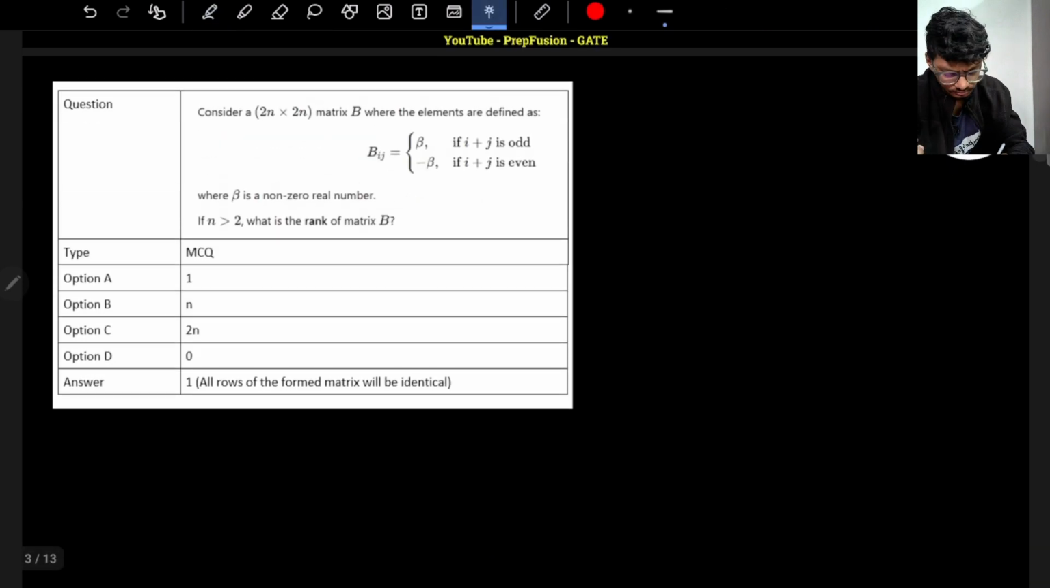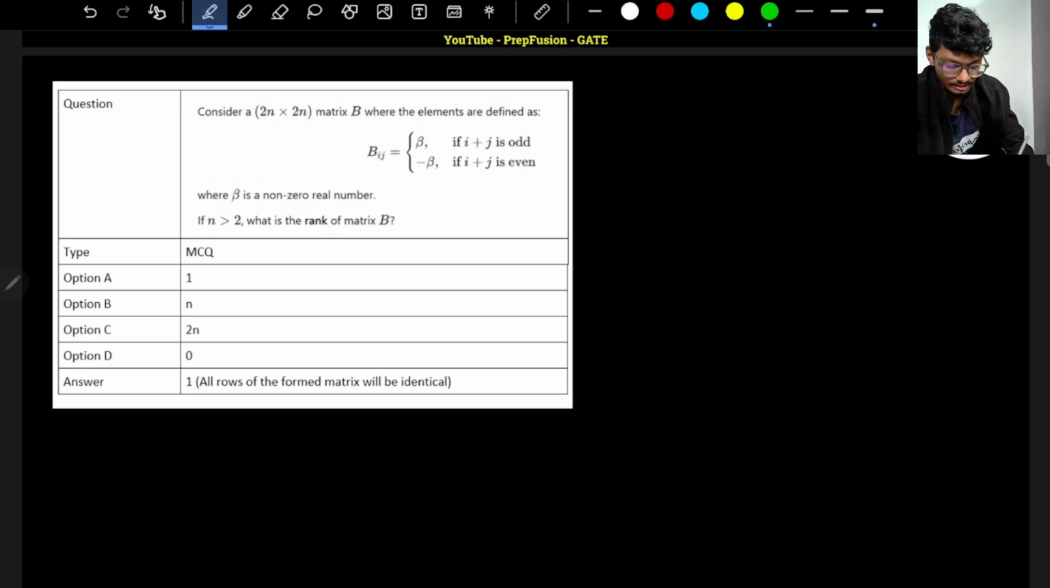Next question is pretty simple, but they have given you the formation of a matrix. The matrix is defined like this, and you have to find out the rank of matrix B. If i and j are rows and columns, so if i plus j is odd, then it is beta. If i plus j is even, then it is minus beta. Just let me take a small example. They have given n has to be greater than 2, so I will take n equals 3.